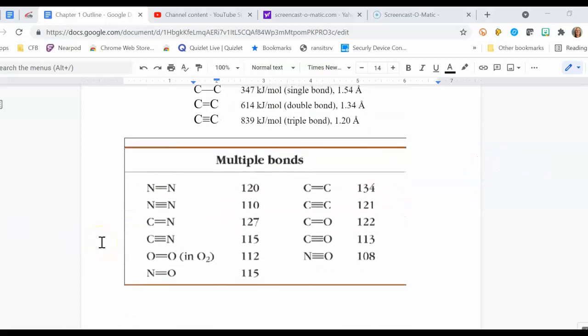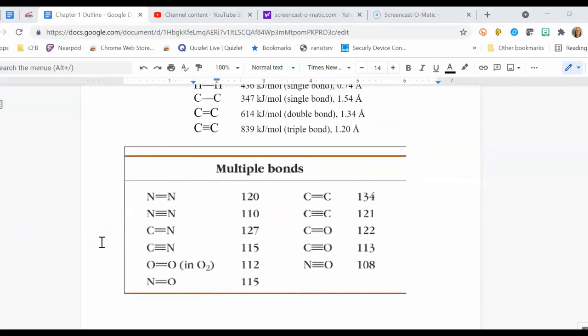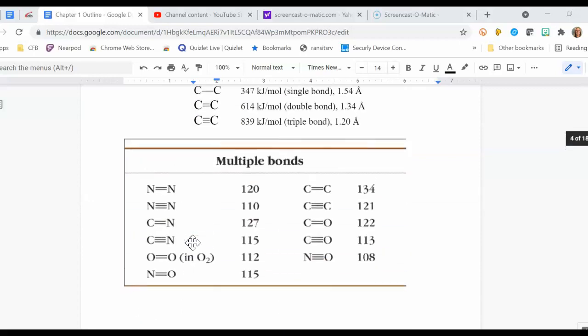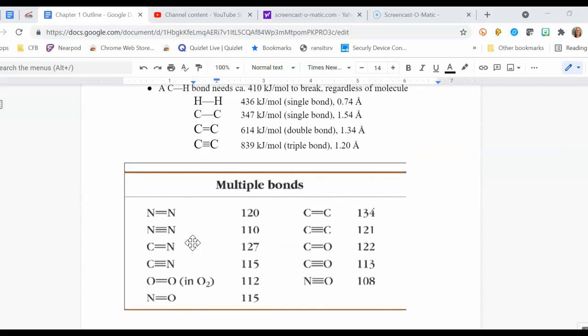So as you can see, multiple bonds, the greater the number of bonds, this looks like bond lengths here. Bond lengths are getting smaller and smaller and smaller with the greater number of bonds. But then we compare that to bond strength. Let's go ahead and make sure we have this down. This is one of those tested things that IB loves to test about.